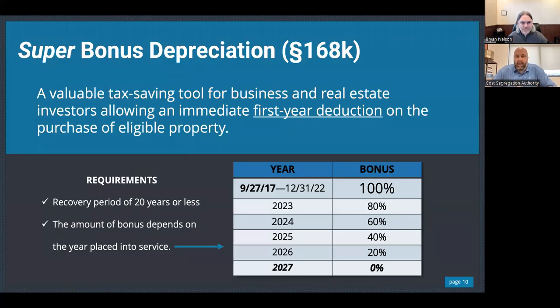So let's talk a minute about bonus depreciation. I mentioned that a minute ago, but the government utilizes bonus depreciation to stimulate the economy.